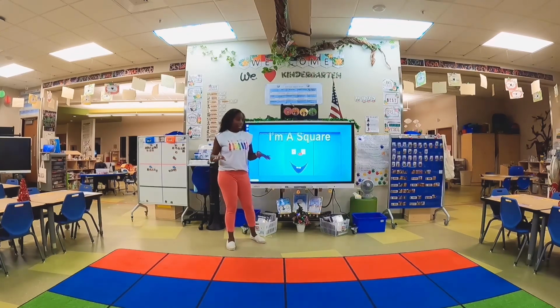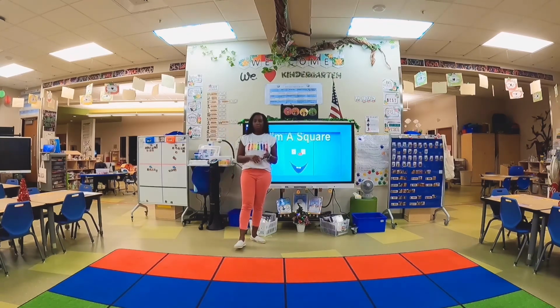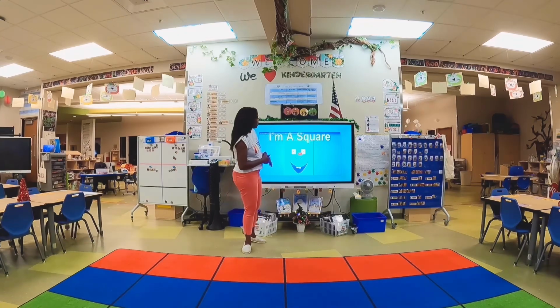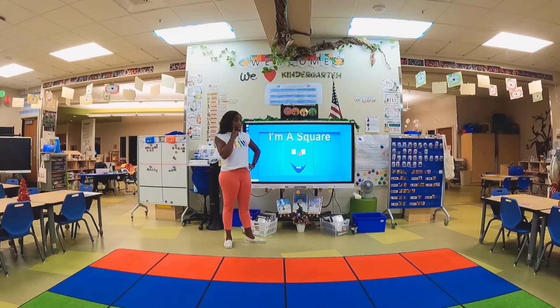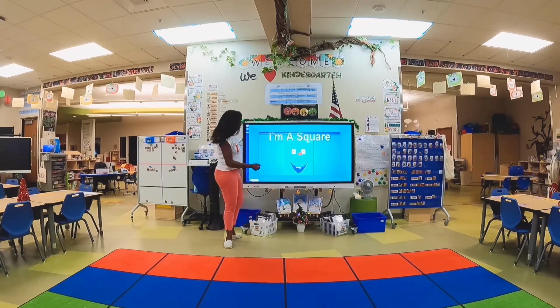So we watched the video on different shapes, circles, squares, stars, and hearts. So now we're going to focus on a square. Let's learn how to tell if a shape is a square. Okay.